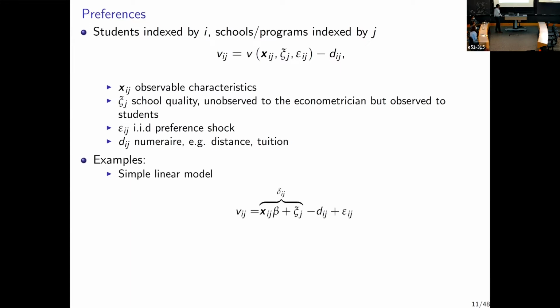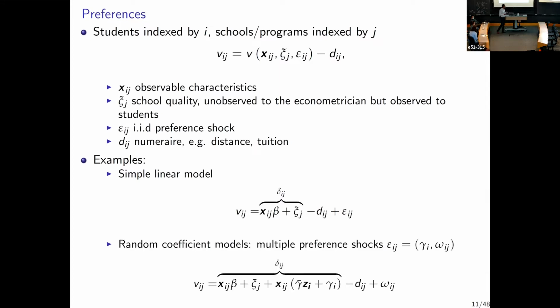Okay, so one simple case is a simple linear model where we have d_ij is just a linear function of x_ij and has a parameter beta that we are interested in estimating.